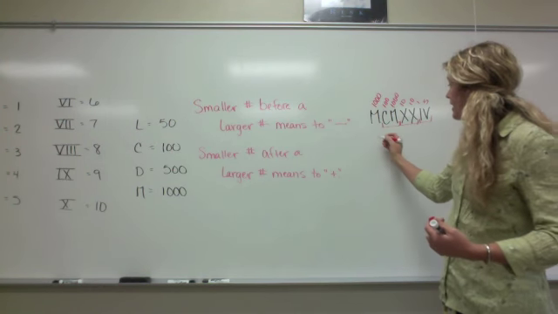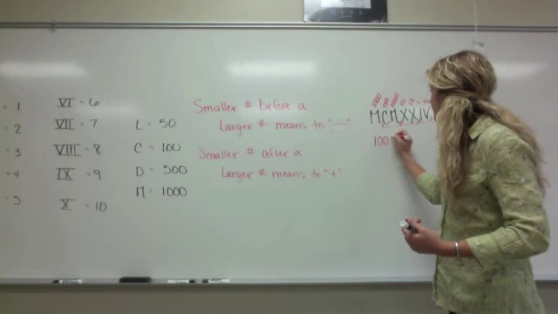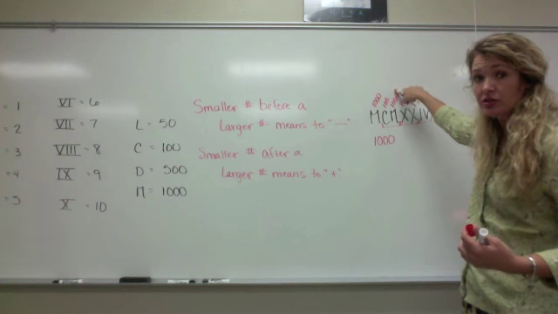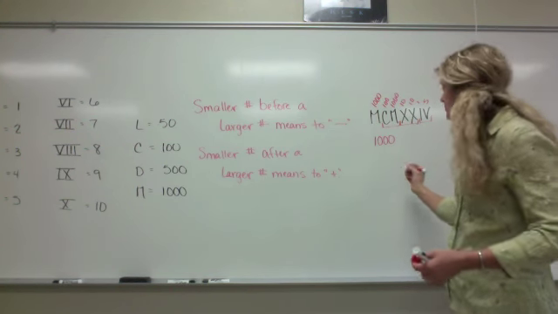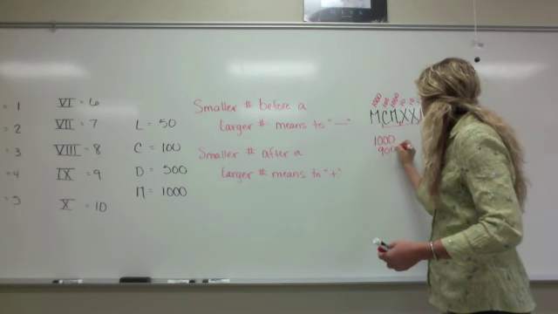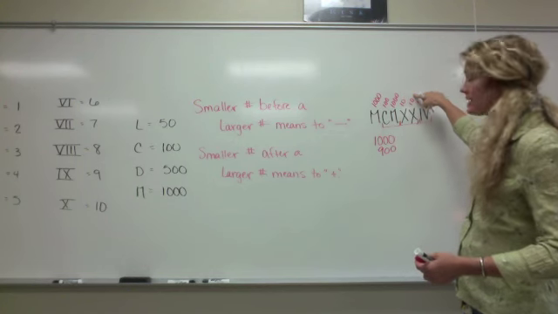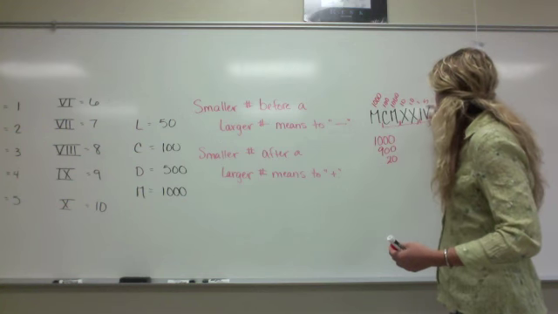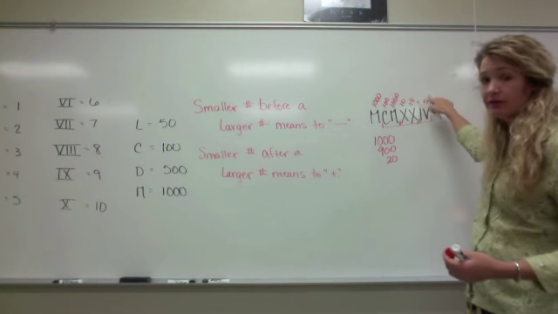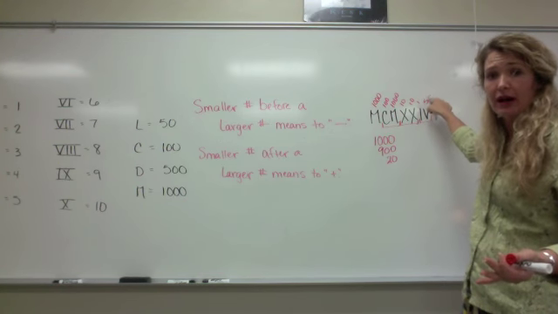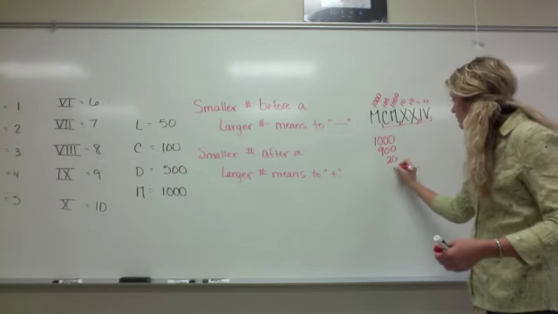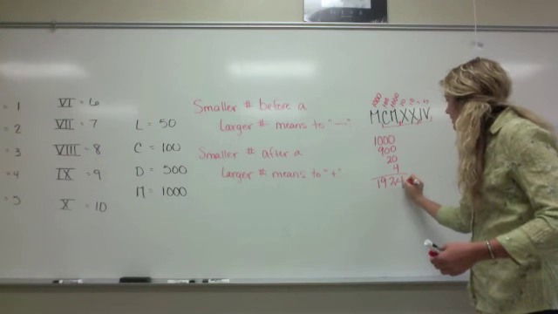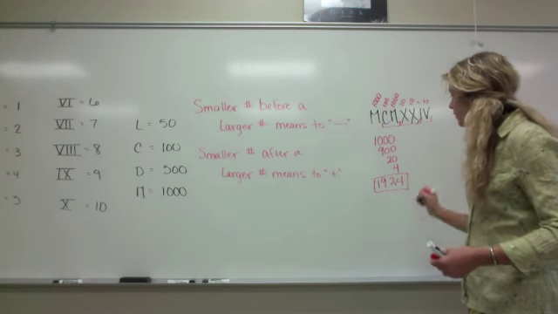Right here, I have 1,000. Here I have 100 before 1,000, which is 900. Then I have 10 and 10. Those are combined together for 20. And then here I have a 1 in front of a 5, which means I have to subtract. So that gives me 4. Now I just add all those together. I get 1,924.